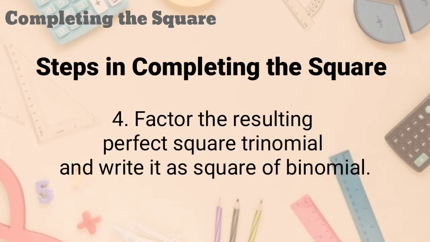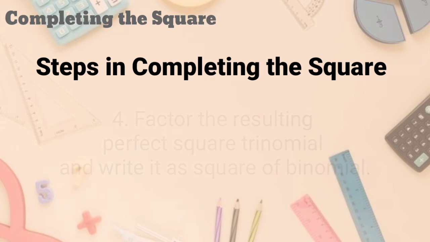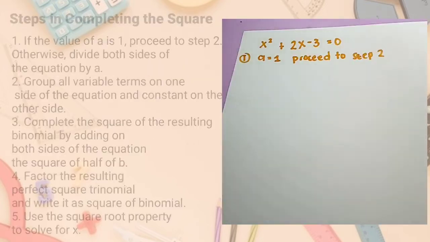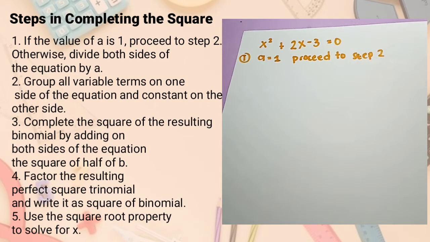Step 4. Factor the resulting perfect square trinomial and write it as square of binomial. And step 5 is use the square root property to solve for x. So let's find the roots of quadratic equation by completing the square.